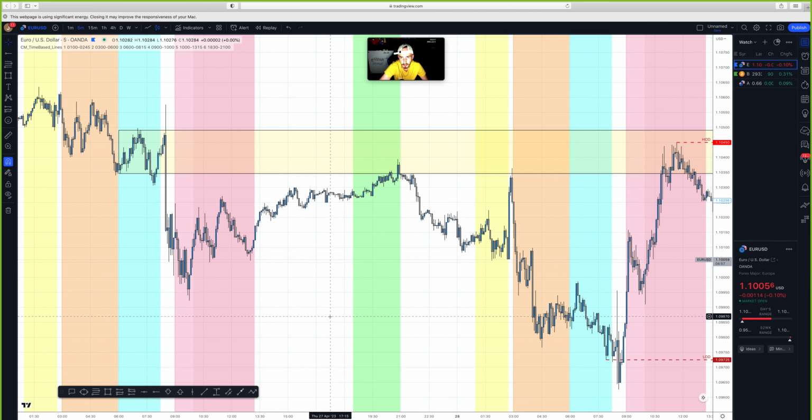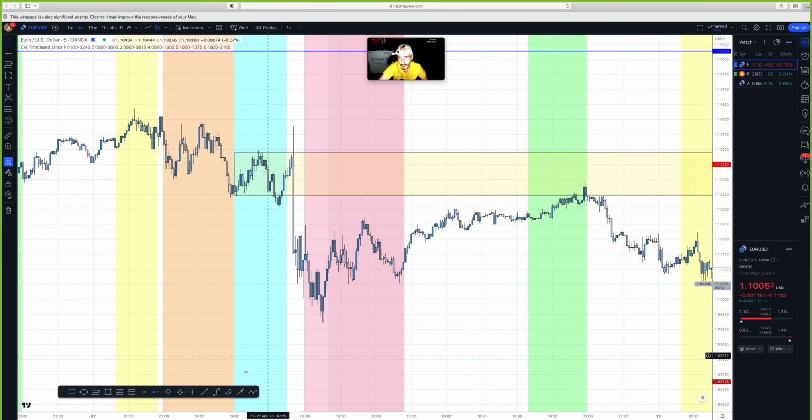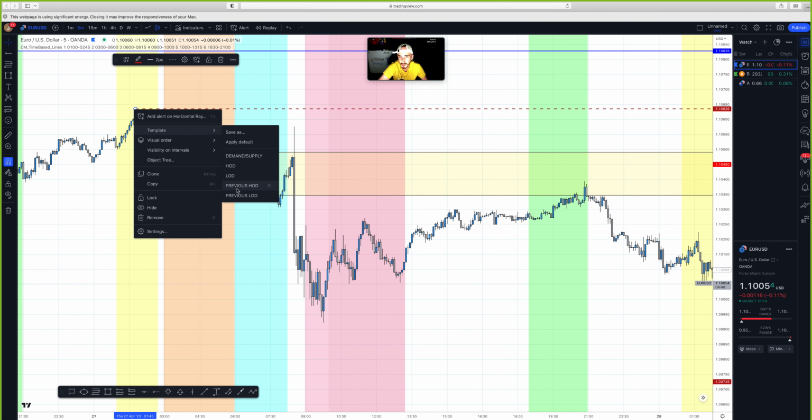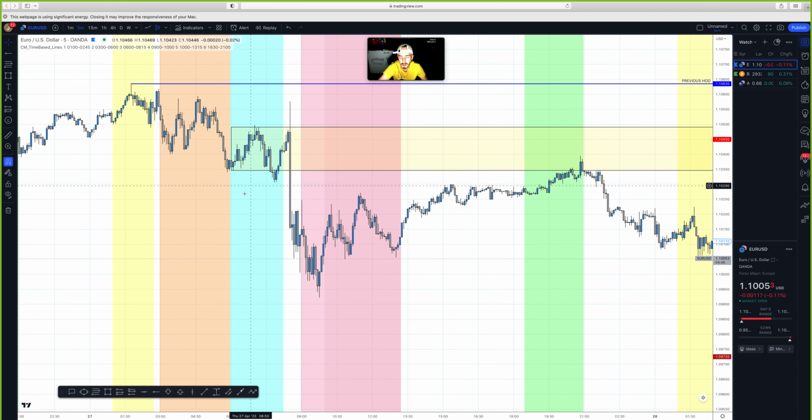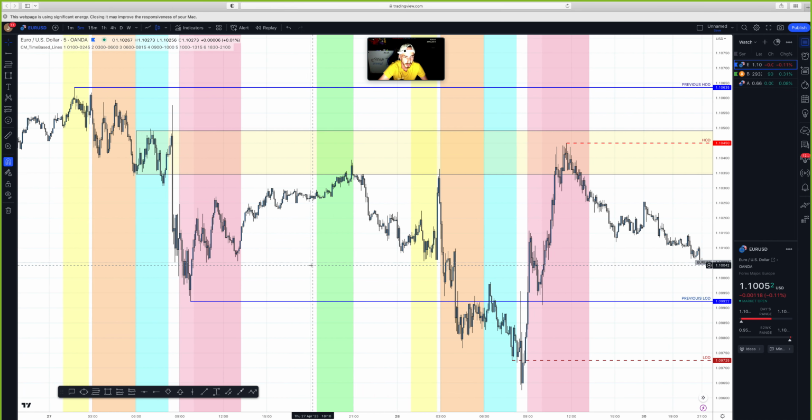Down there, and then the previous high and previous low of day is going to be 2 previous trading days before. So the high and low of day is 1 previous trading day, and the previous high and previous low is 2 previous trading days. So previous high of day, and then previous low of day down there. So now we just have the highs and lows marked.